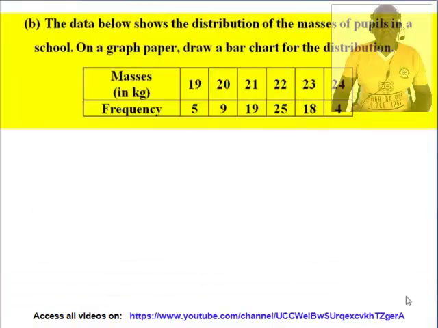4b. The data below shows the distribution of the masses of pupils in a school. On a graph paper, draw a bar chart for the distribution. The masses in kilograms are 19, 20, 21, 22, 23, and 24. And their corresponding frequencies are 5, 9, 19, 25, 18, and 4.